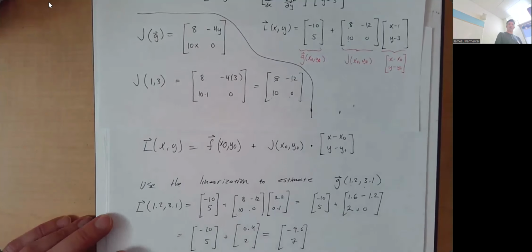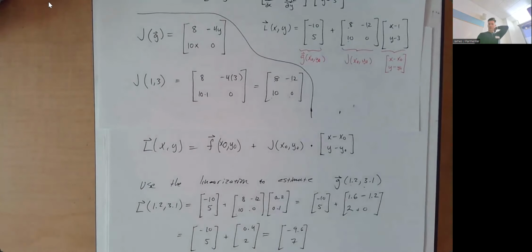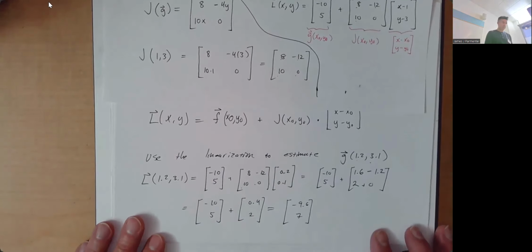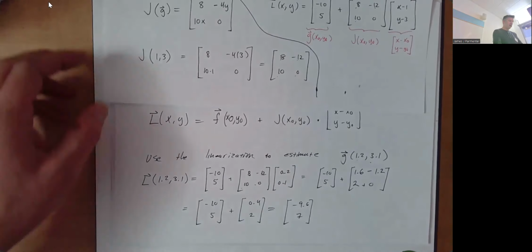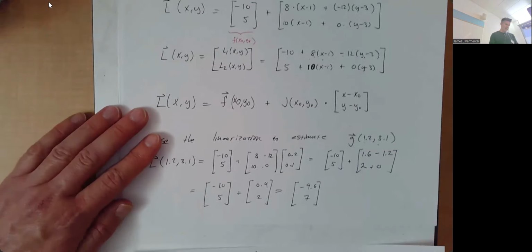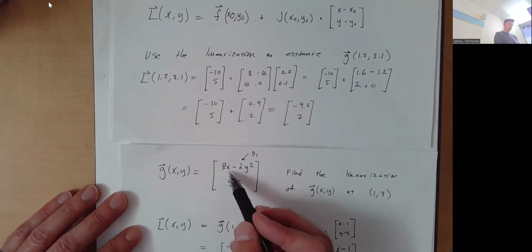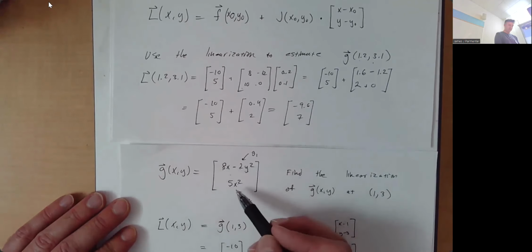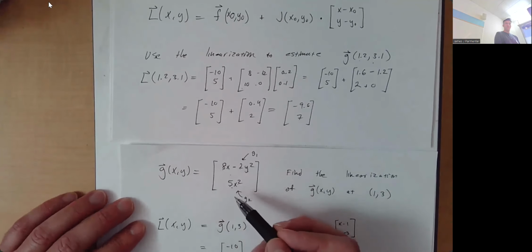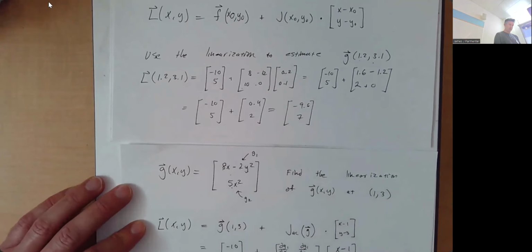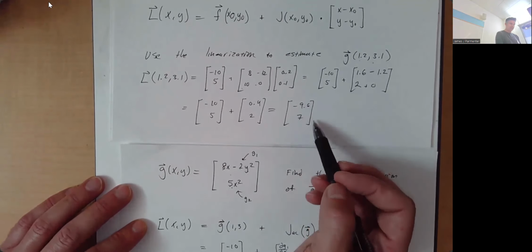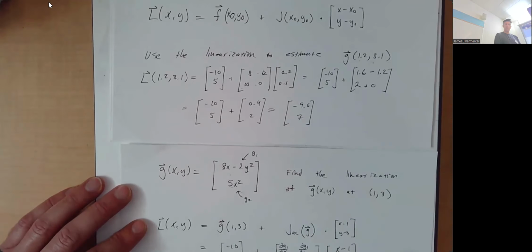Which ends up being negative 9.6, 7. I know I'm saying comma because often we write vectors in a different way, so ignore my commas there. What we're saying here is that this vector valued function, which I'll show you right here, was the vector valued function that we started with. G of x, y was 8x minus 2y squared in the first entry and 5x squared in the second entry. If you're trying to approximate this function evaluated at 1.2, 3.1, this is a decent approximation of each piece.